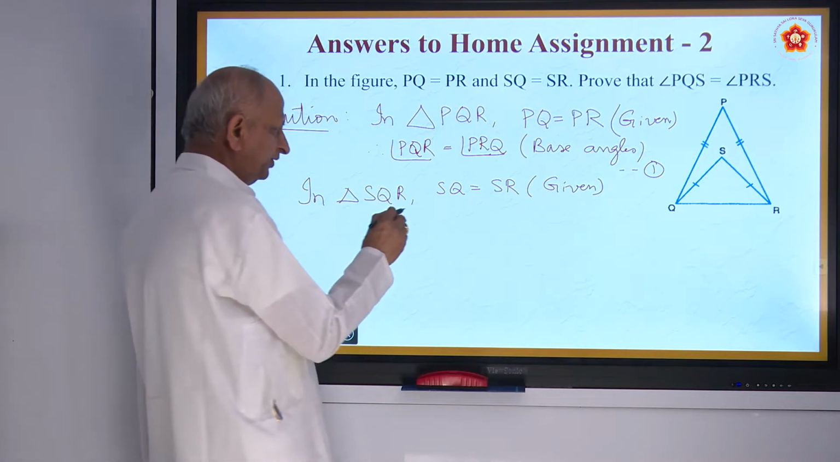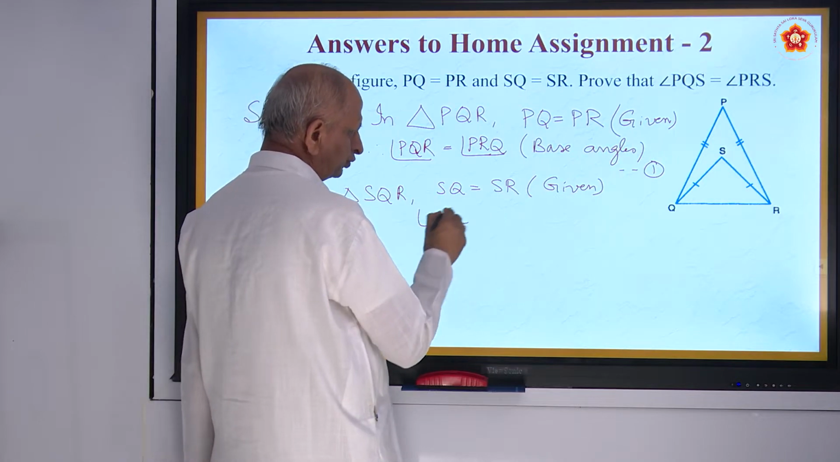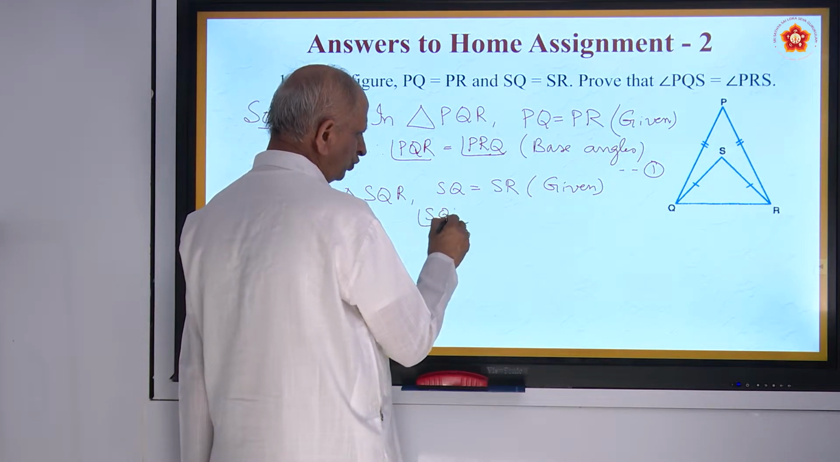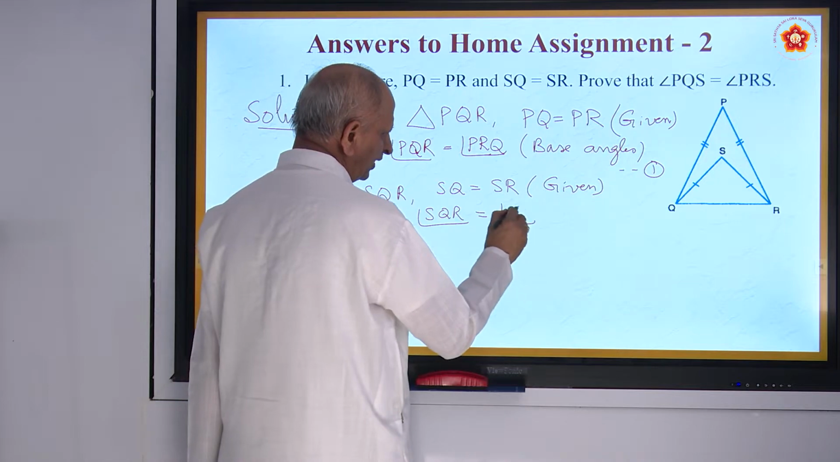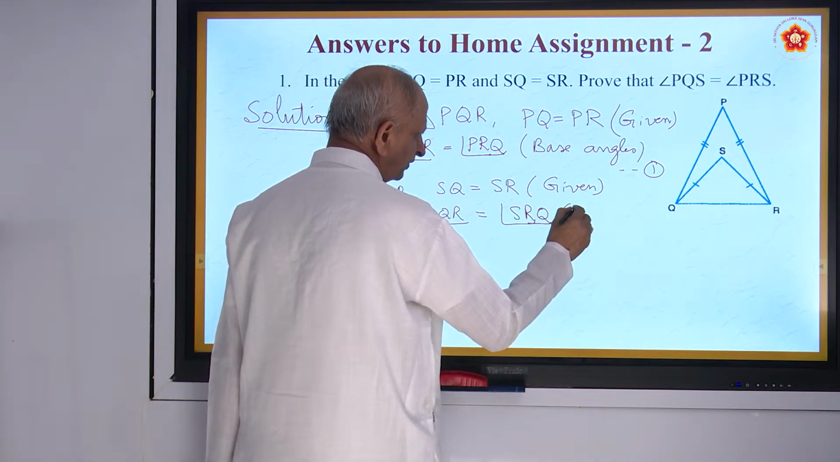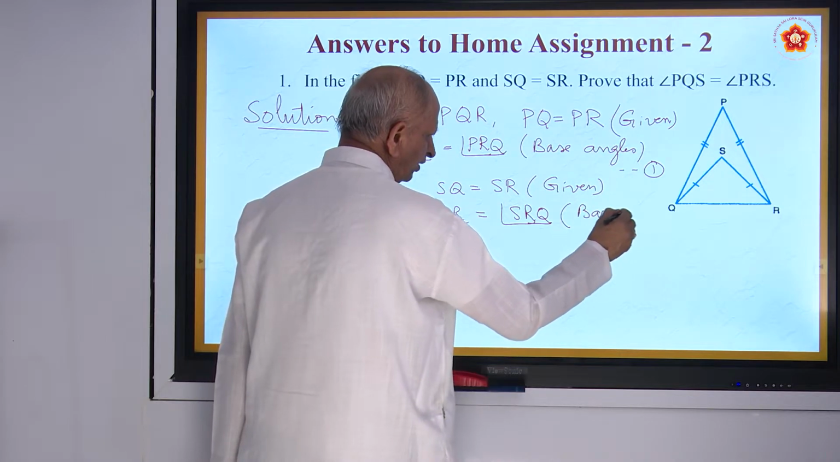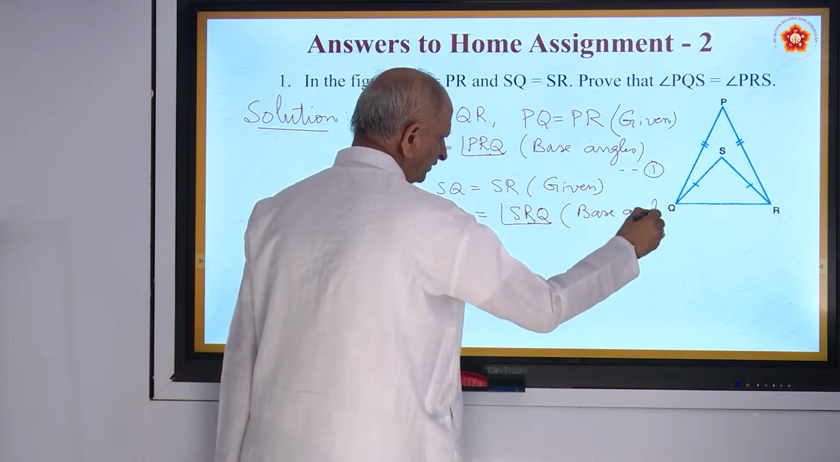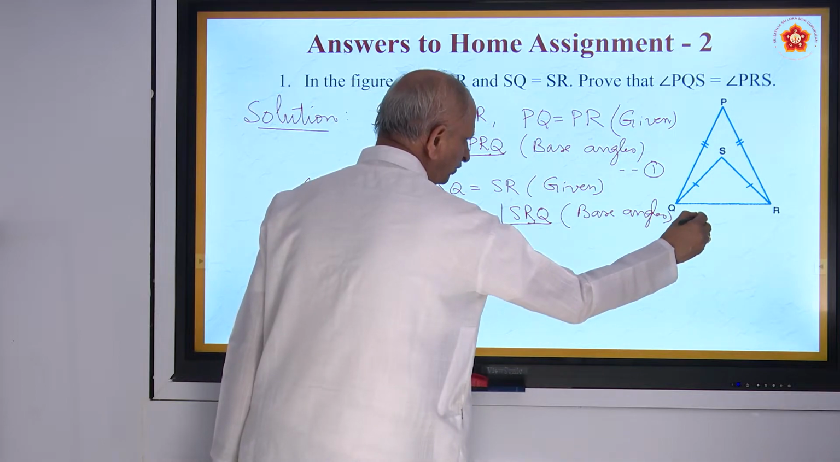So what are the two angles equal? The two angles are SQR is equal to SRQ. The reason is, you must always give reason. They are called base angles of an isosceles triangle. We call it number 2.